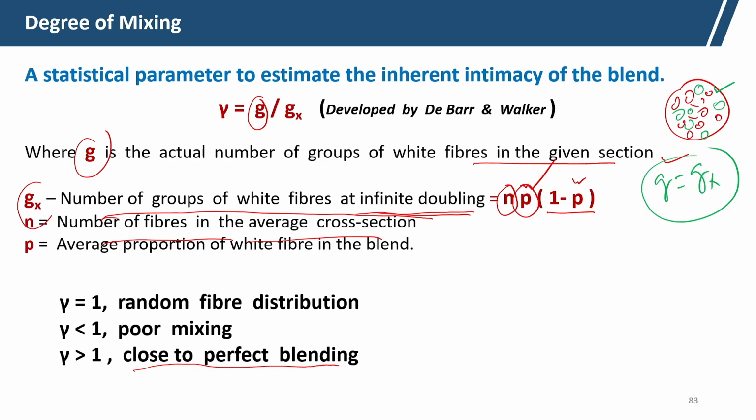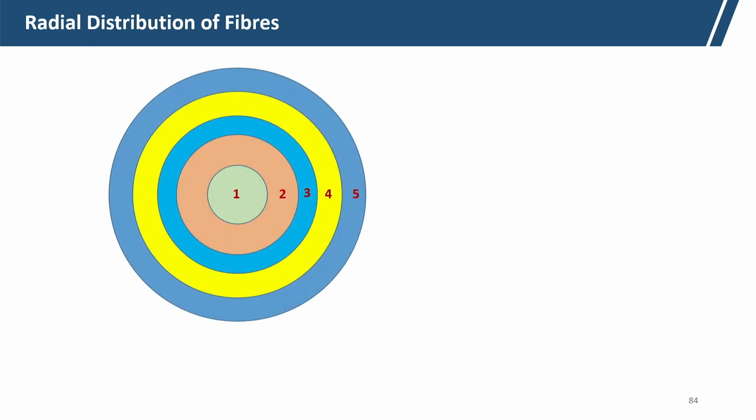But if you go on increasing towards perfect blending, or if you try from the back, from the flock feeding and blow room side, we can also achieve a little bit more. But random fiber distribution is enough if we can achieve it, for this short staple fiber mixing.